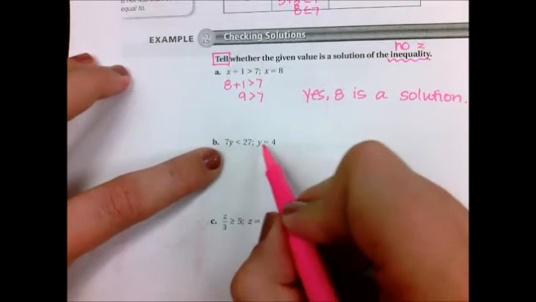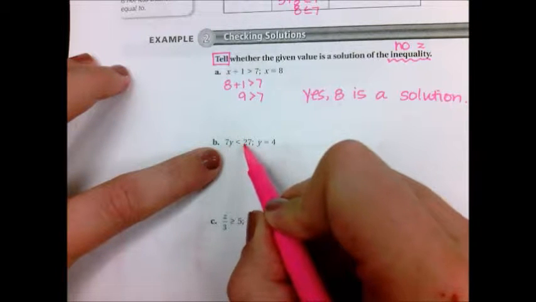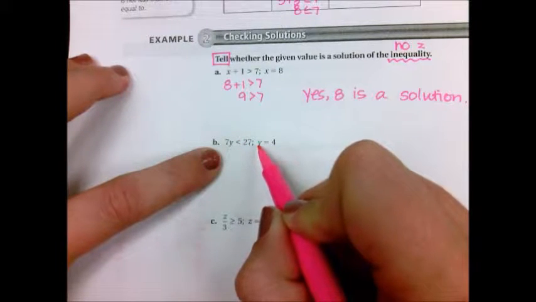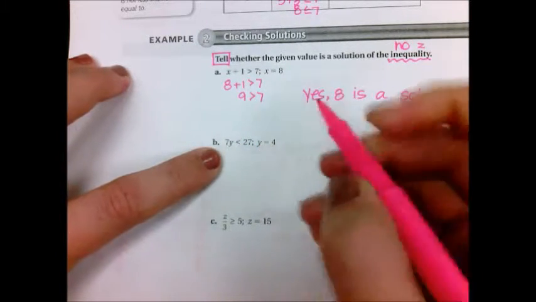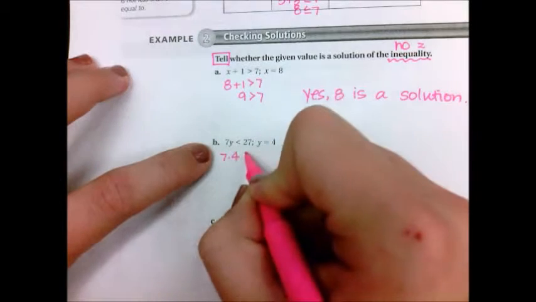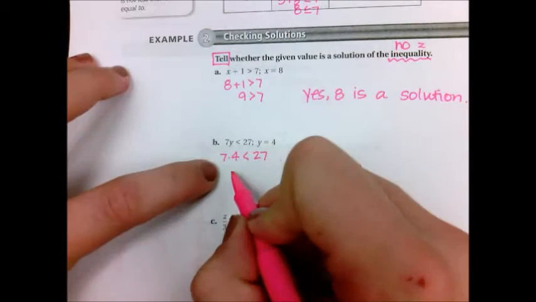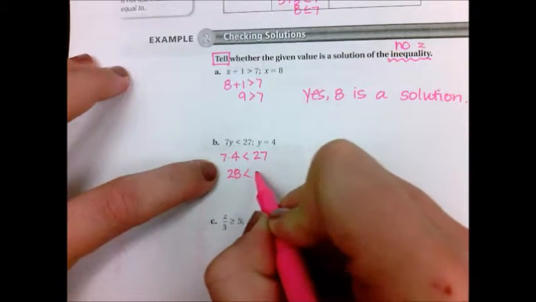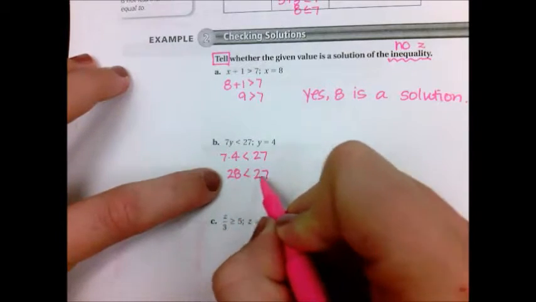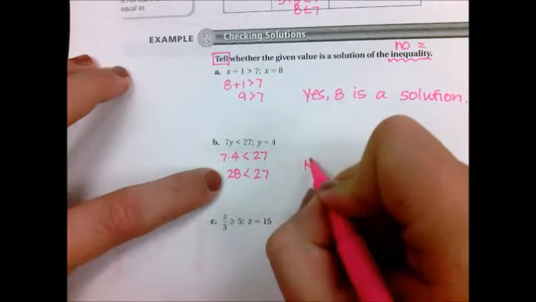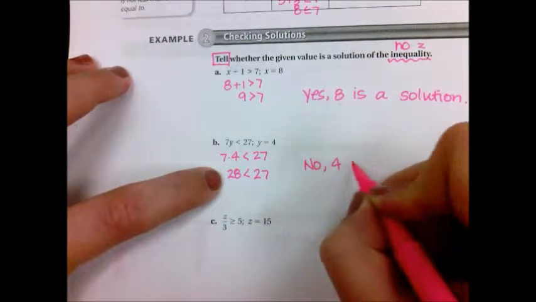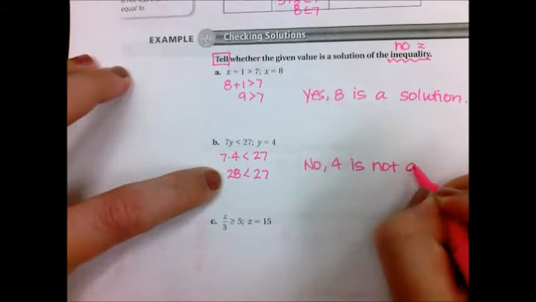B. They're telling us 7y is less than 27, and they want us to see if that is true when y equals 4. 7 times 4, is that less than 27? 7 times 4 is 28. Is 28 less than 27? No. 4 is not a solution.